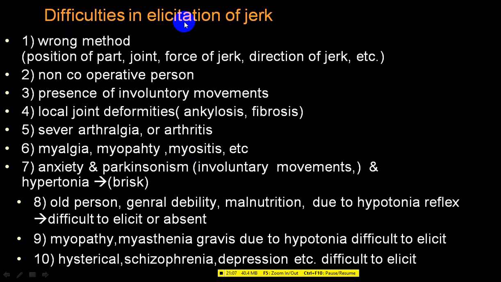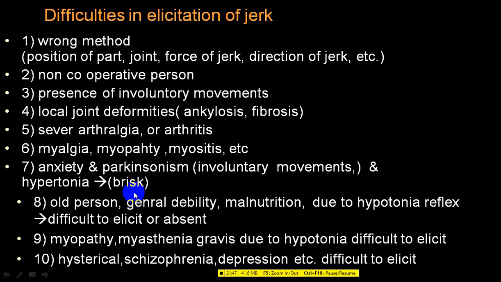Deep tendon reflex will be difficult to elicit if you are using a wrong technique, with a non-cooperative person, or if the person is having involuntary movements like tremors, chorea, athetosis, etc. Or if a person is having joint problems in the form of deformities because of ankylosing or fibrosis, or is having severe arthritis or arthralgia, or a muscle problem like myalgia, myopathy or myositis, or if a person is anxious or has Parkinsonism, where there is a good amount of involuntary movement.